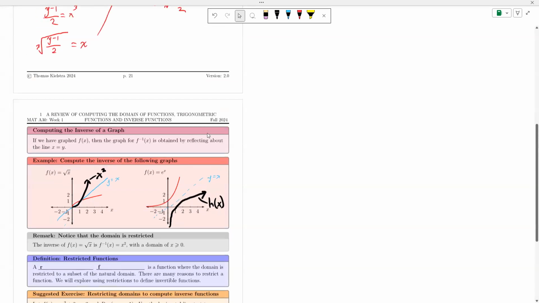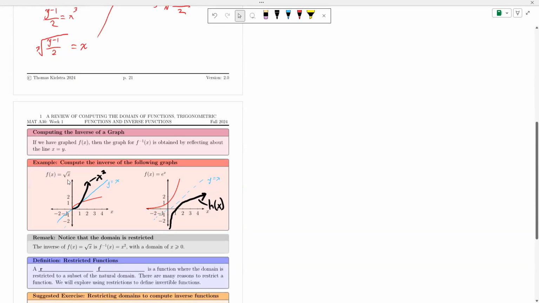Now, if we look at our square root of x, we have a domain and range restriction. Our domain for the square root of x is greater than or equal to 0, and our range is going to be greater than or equal to 0. Which means the inverse is f inverse of x equals x squared with the domain greater than or equal to 0. We have a restricted domain.